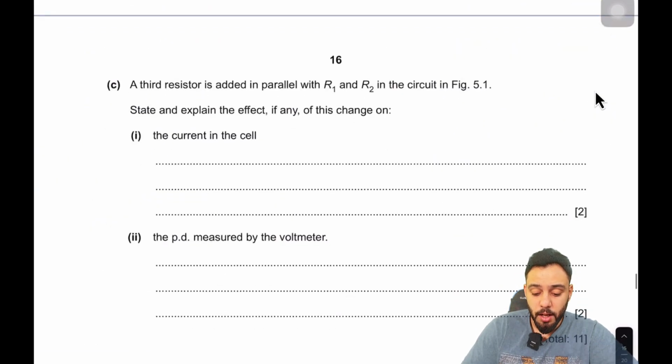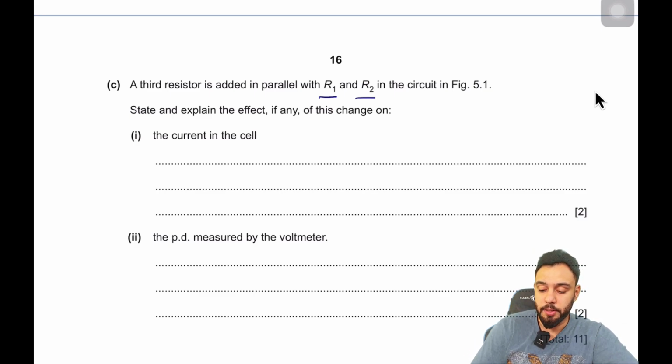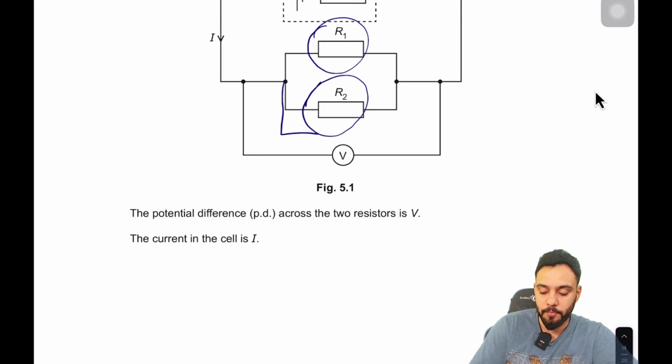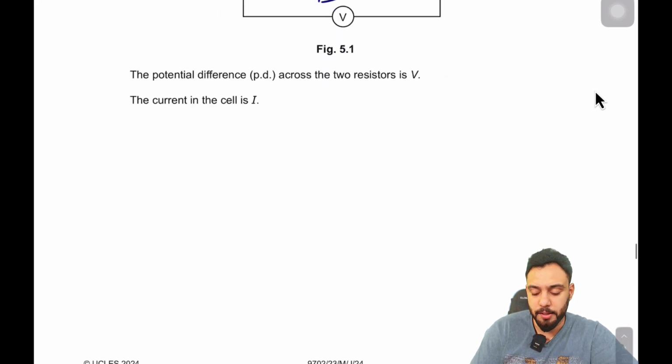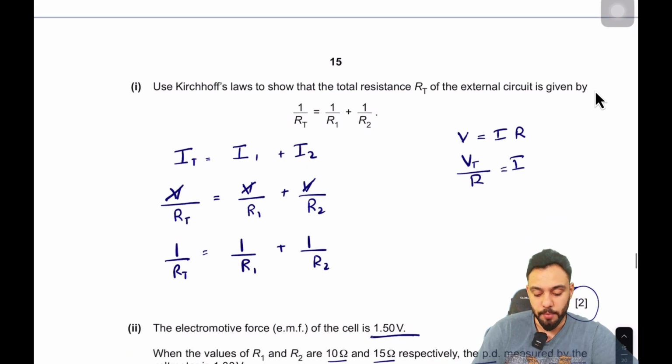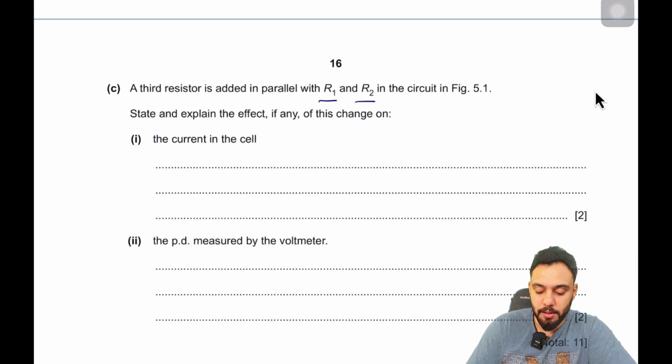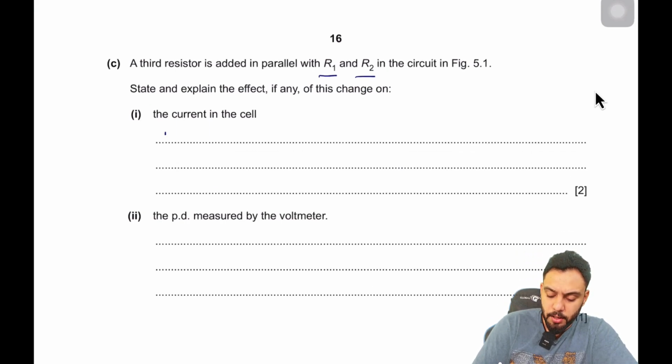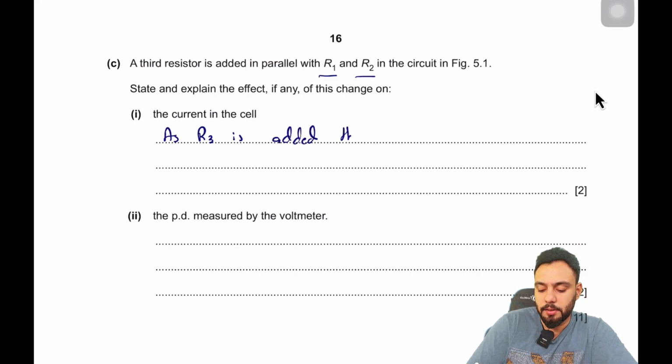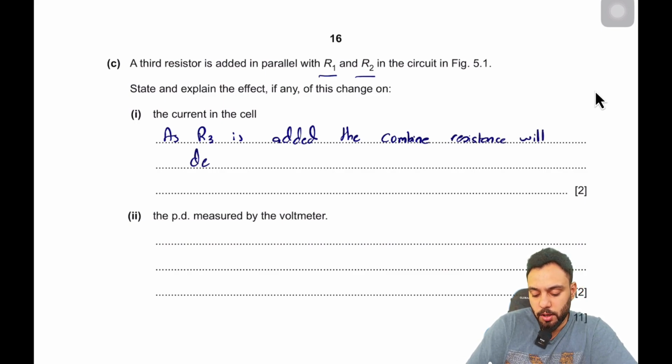Moving on. A third resistor is added in parallel with R1 and R2. So there's a third resistor that is added in parallel. If another resistor is going to be added in parallel, that means it would reduce the total resistance. State and explain the effect, if any, on the change in the current. Definitely, the current would increase as the resistor R3 is added. The combined resistance would reduce. So combined resistance will decrease, hence total current would increase.